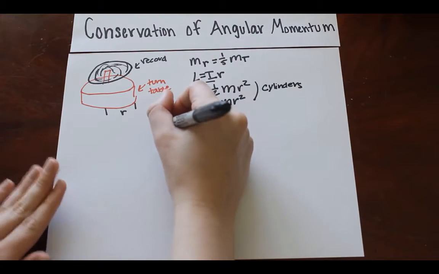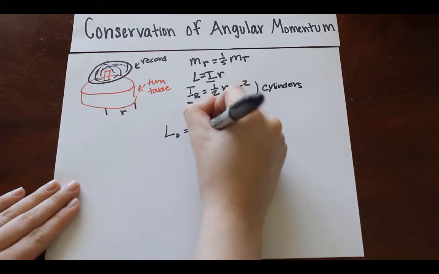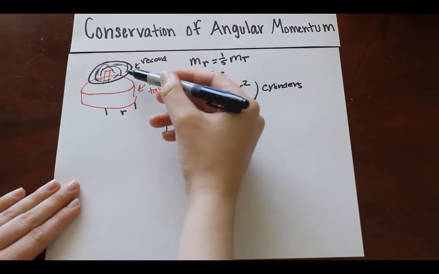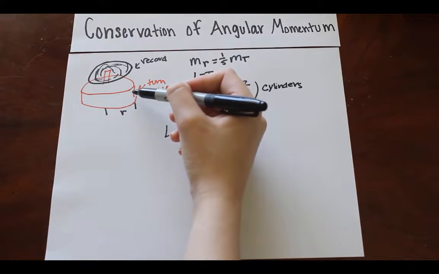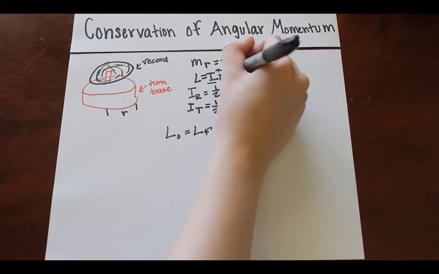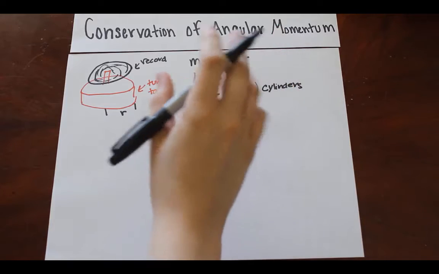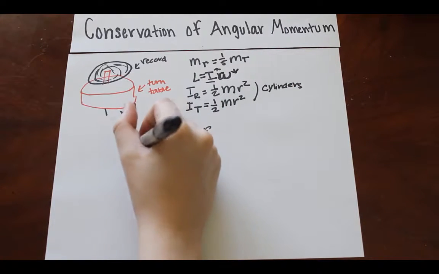So let's say momentum is conserved. So L initial equals L final. That means when the record drops onto the turntable, because the I increases, the omega is going to decrease. So let's see if that's true. Let's write our equation.